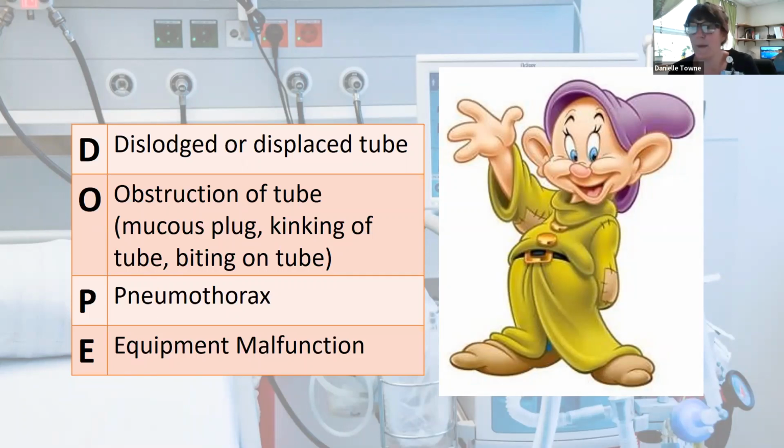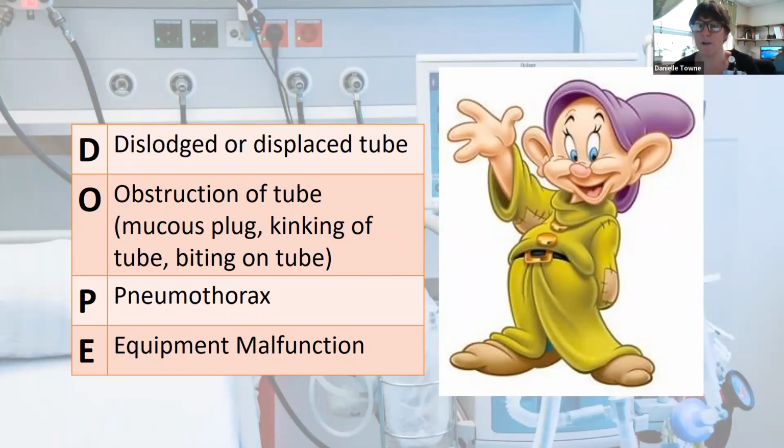And then finally, the equipment. Assess the equipment. It's not perfect. Sometimes there are things that get disconnected or malfunction. I had a couple of times, if too much water pooled in the corrugated vent tubing along the bottom, it can cause an alarm. So start at the patient and work your way back towards the vent.